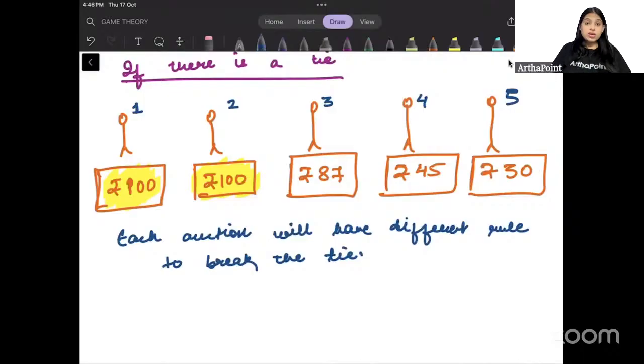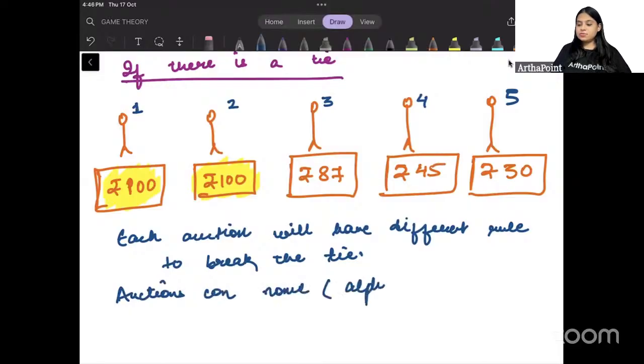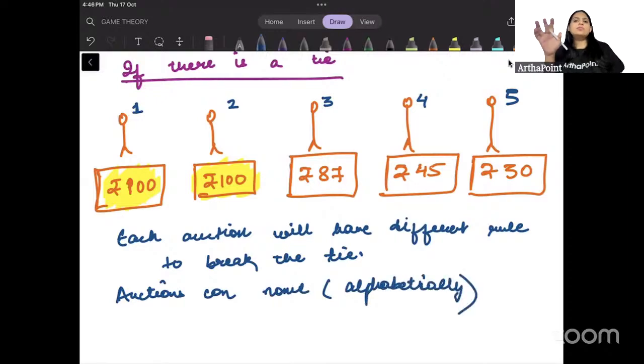It can also be that auctions can check your name and assign alphabetically. ठीक है, both of you have a tie. Your name starts from A and your name starts from B. So I am going to give to the person whose name starts from A. Anything can happen. किसी एक को ही दे सकते हैं ना. There is just one painting, so I cannot divide the painting in 2 parts. So I need to make some tie-breaking rule.